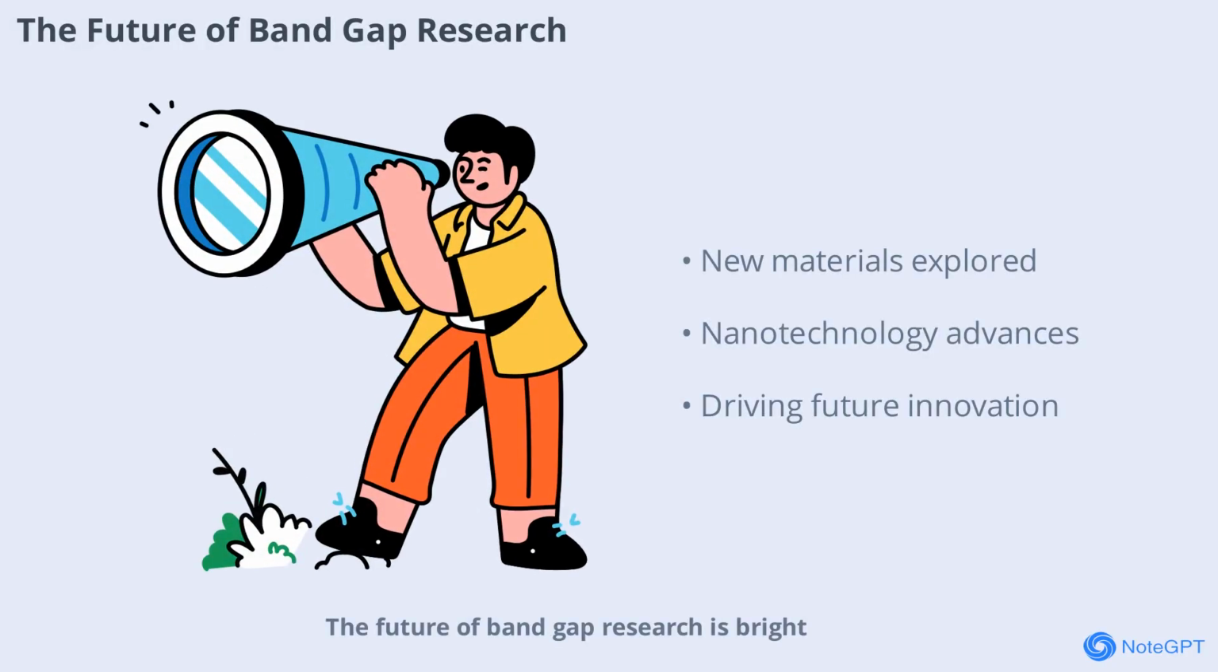The future of band gap research is bright. Scientists are exploring new materials such as perovskites and topological insulators with unique band gap properties. Advances in nanotechnology and material science are enabling unprecedented control over electronic and optical properties. As our understanding deepens, band gap engineering will continue to drive innovation in electronics, energy, and beyond.